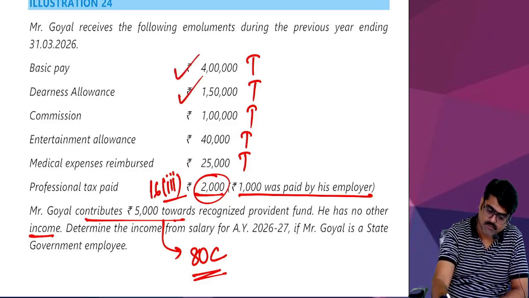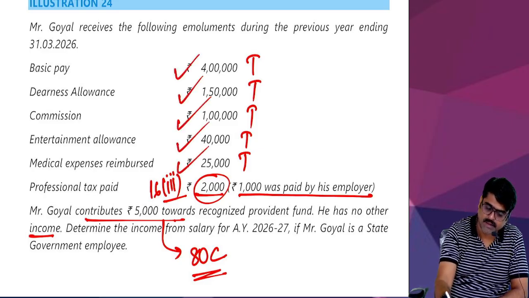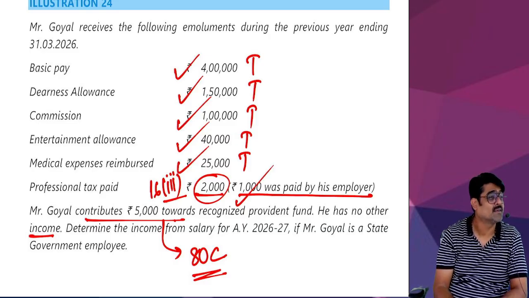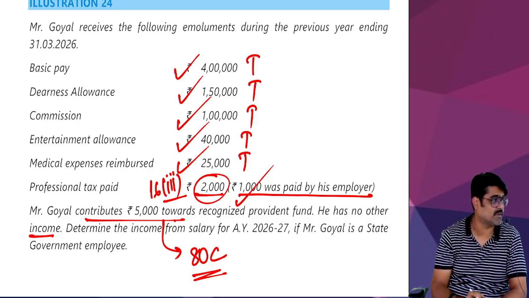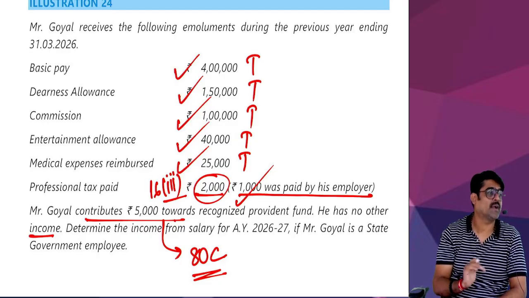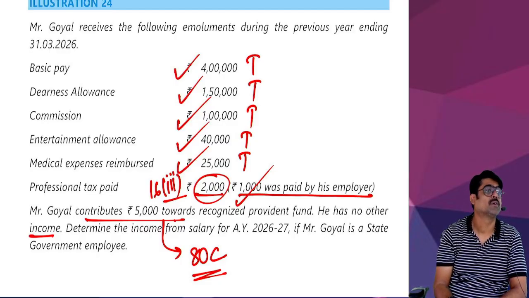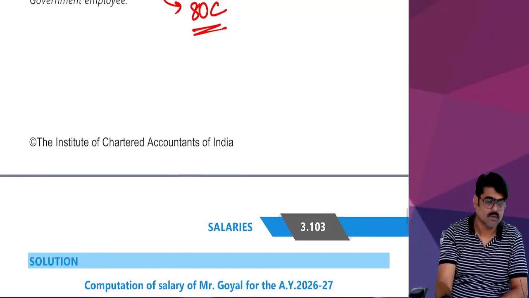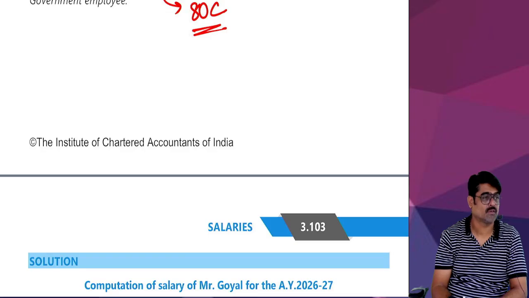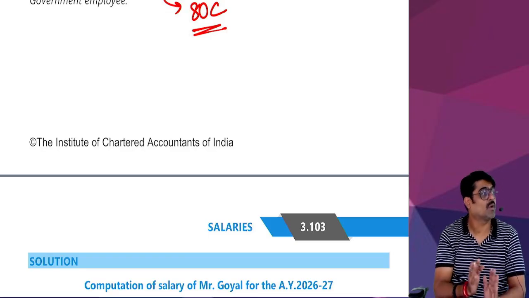Total 4 lakh plus 1,50,000 plus 1 lakh plus 40 plus 25 plus 1,000. 7 lakh 16 will be your gross taxable salary. Out of that, are you going to get deductions? 16 clause 1A, standard deduction. Are you shifting out? So you'll have to solve this question in two ways, whether you are shifting out or you are not shifting out.